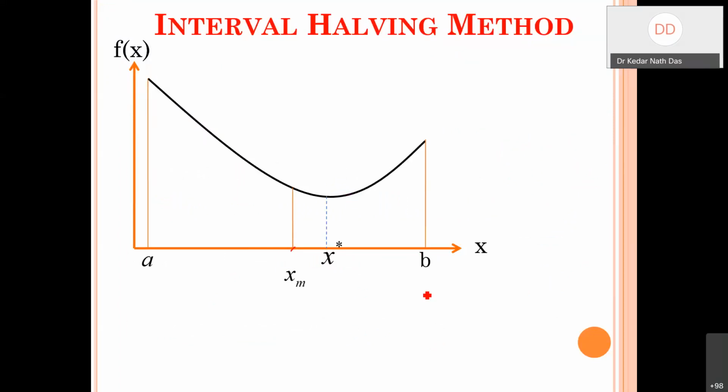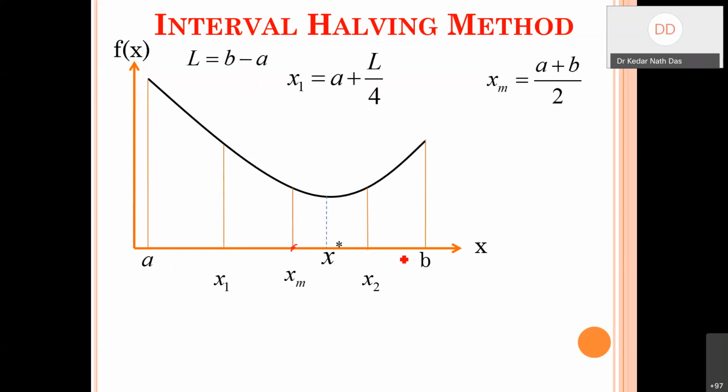That's why it is called the interval halving method. So AB is the search interval, and X star is the optimum solution, which is not known to you. You are searching for that X star, but first we have to take XM, the midpoint of A and B. Then we take the midpoint of A and XM, and also of XM and B. L is the entire length, that is B minus A.